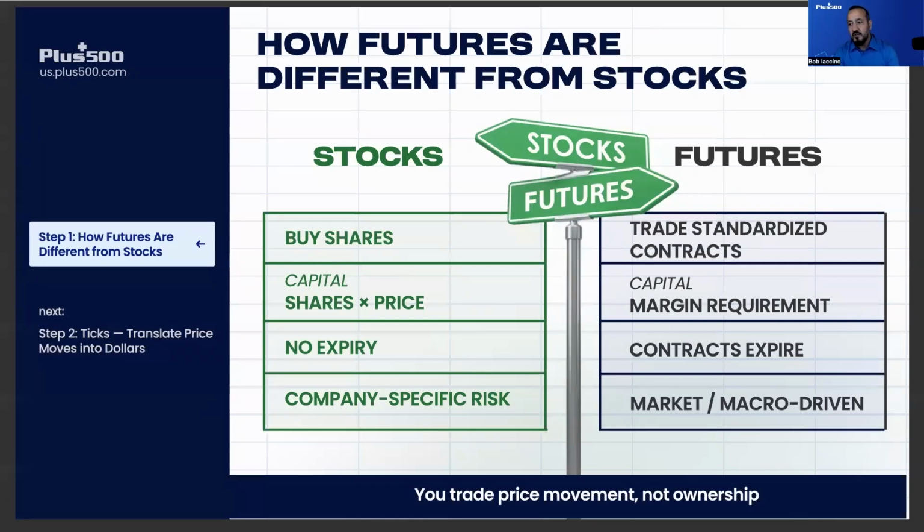With stocks, you just buy shares in the company. But I'll be able to explain to you why this is an advantage in a little bit. Capital, shares times price. That's what you're doing with stocks. So in other words, if you buy 10 shares of a $100 company, it's going to cost you $1,000. Now, if you're on a Reg T margin, it'll cost you $500. But you know the exact math right there.